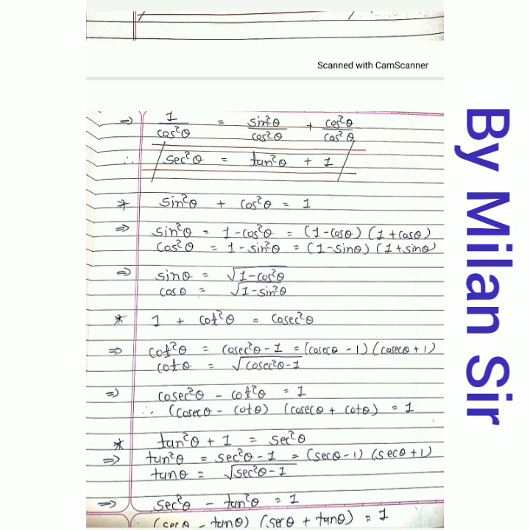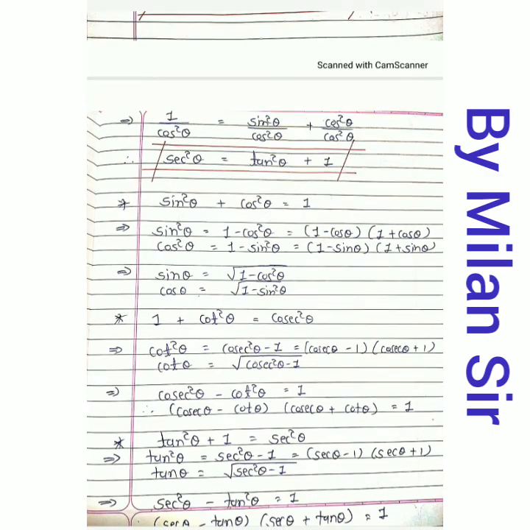But again I tell you one thing. We need to remember only these 3 identities. And if we forget them, then we can also derive them by using the Pythagoras law. Okay. So here our theory part is done.